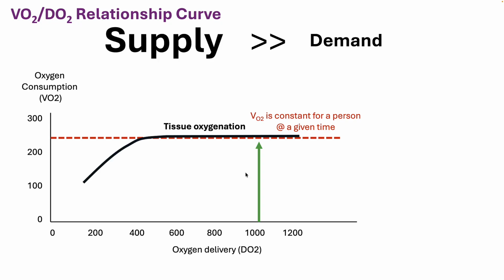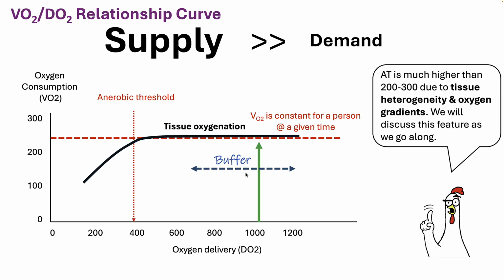And this is your tissue oxygenation curve. You have this large buffer zone in which your tissue oxygenation remains constant. However, once your supply drops down to a certain level called anaerobic threshold or critical DO2, you start getting into trouble and develop anaerobic metabolism and elevated lactate. Notice that anaerobic threshold is higher than the VO2, and this is because of the tissue heterogeneity. We'll discuss this feature as we go along.